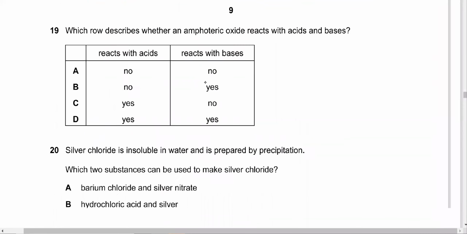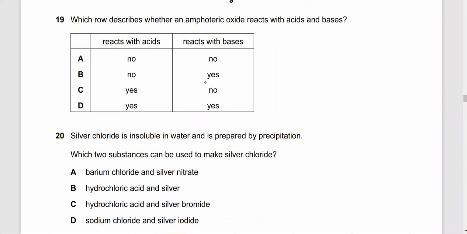So next one, which row describes whether an amphoteric oxide reacts with acids and bases? Amphoteric word का मतलब ये होता है कि it reacts with both. It reacts with acids and also with bases. दो तीन ऑक्साइड्स हमने पढ़े थे, डेटा शीट के अंदर भी लिखे हुए. एम्फोटेरिक ऑक्साइड्स आर एल्यूमिनियम ऑक्साइड, जो हमने एक्सट्रैक्शन ऑफ एल्यूमिनियम के अंदर भी पढ़ा था. There's zinc oxide which is amphoteric, and there's lead oxide also which is amphoteric.